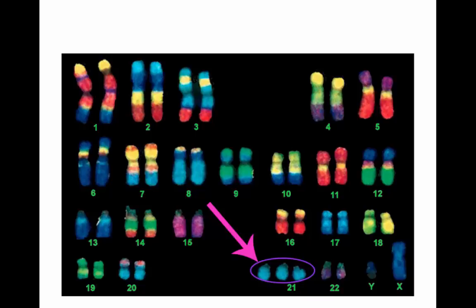With this type of Down syndrome, each cell in the body has 3 separate copies of chromosome 21 instead of the usual 2. So in this picture, in this karyotype, you will see that there are 3 copies of chromosome 21 right here.